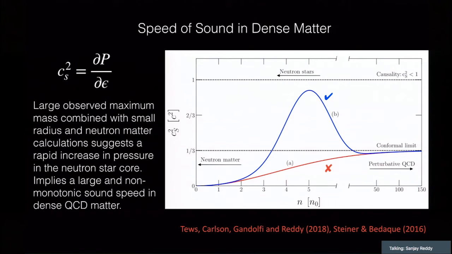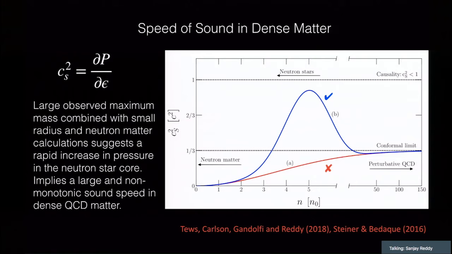So in the last session, let's discuss what the implications of these observations are. If you remember from a few slides ago, I mentioned that if you observe small radii and large maximum masses, then it implies that the pressure must change very rapidly with energy density at some point in the neutron star core. So this has a very important implication for high density matter.